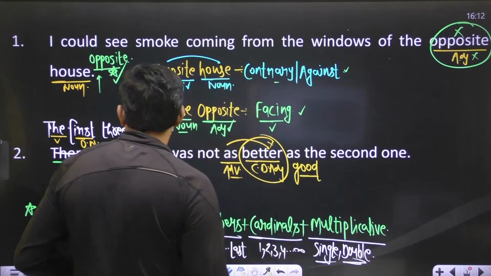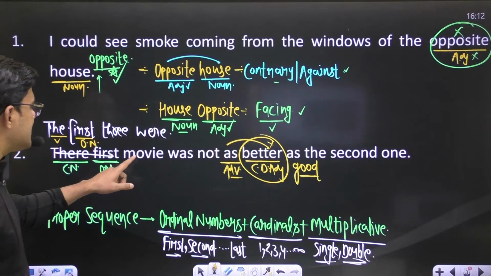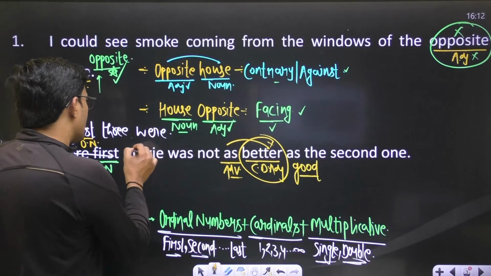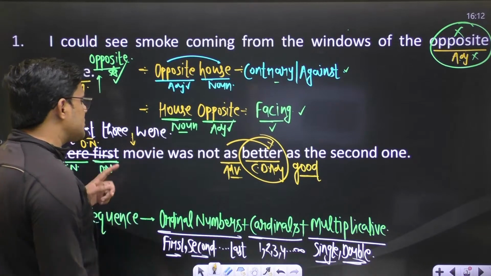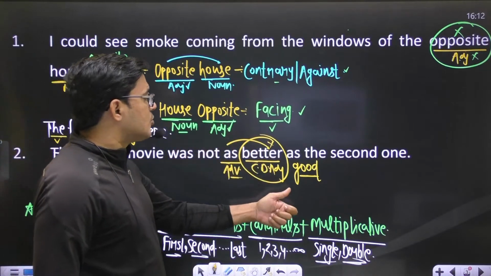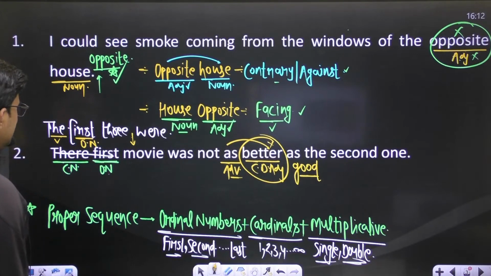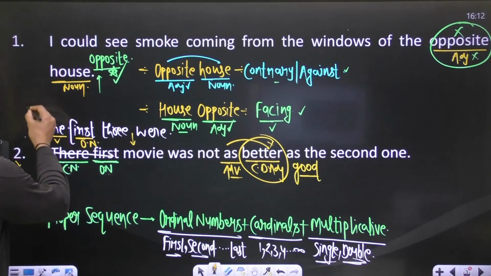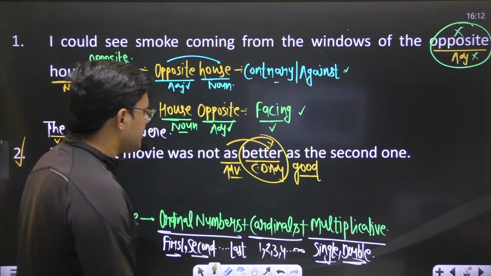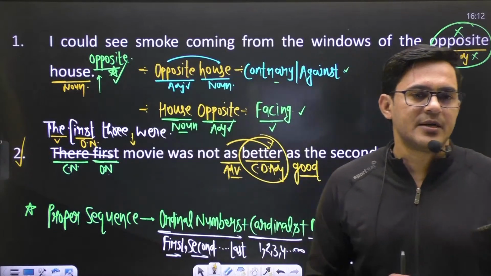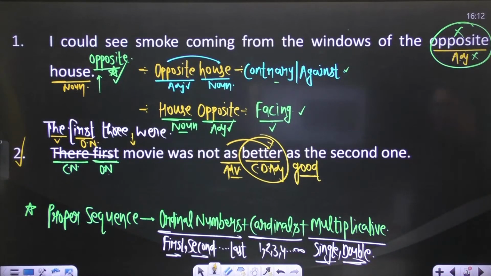The sentence will be like, the first three movies were not as good as the second one. The first three, this will be the right sequence. Okay, there is something, you can say, a typing mistake in this sentence, right? Okay, move to the next one.